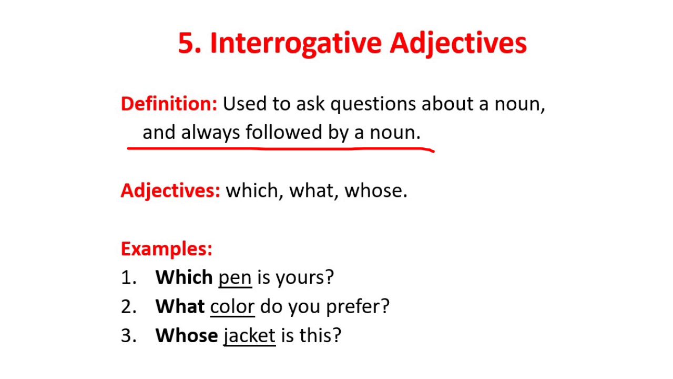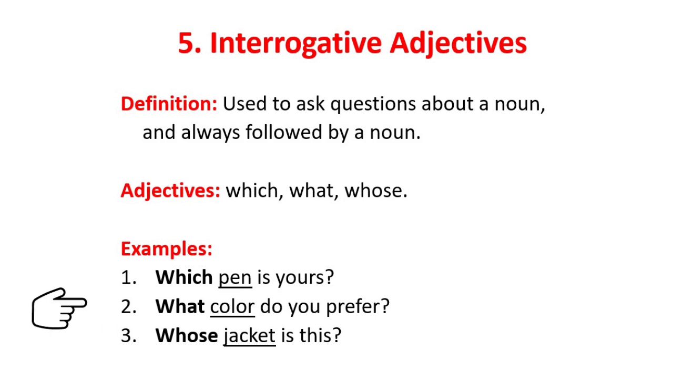Okay, so a few examples are here. First example, which pen is yours? So here pen is a noun, right? I have underlined whatever nouns are there. So here pen is a noun, right? And just before that we got an interrogative word, that is which. So this is an interrogative adjective, right?